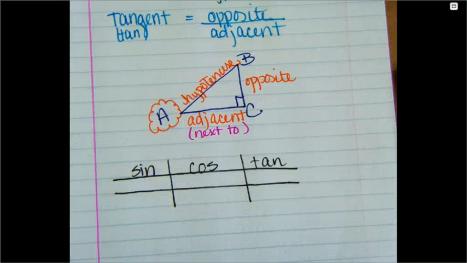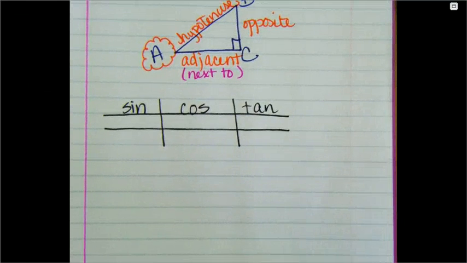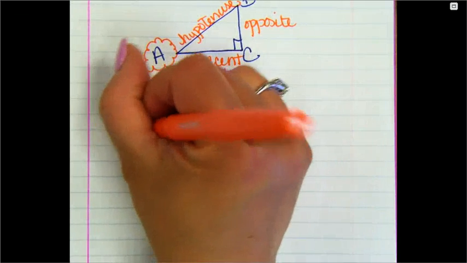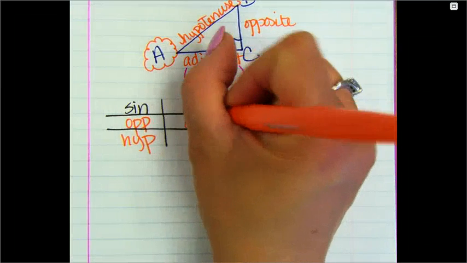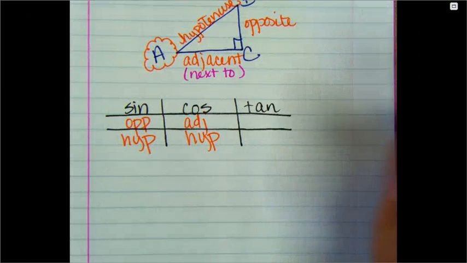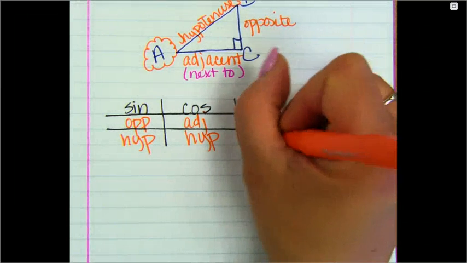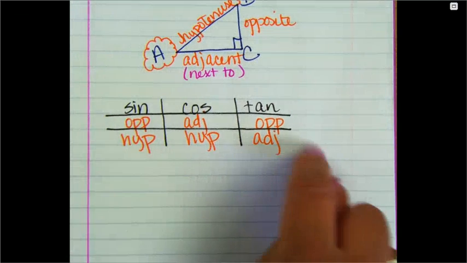And the chart is what you need to memorize. Okay? Sine is always opposite over hypotenuse. Cosine is always adjacent over hypotenuse. Tangent is always opposite over adjacent. You need to know this.